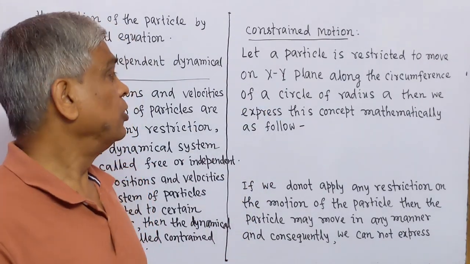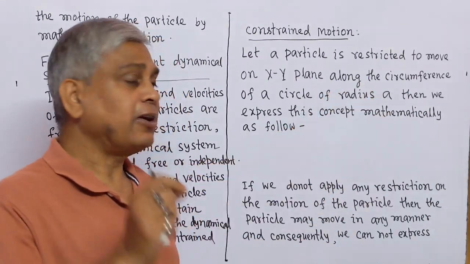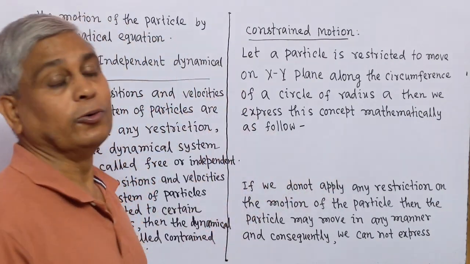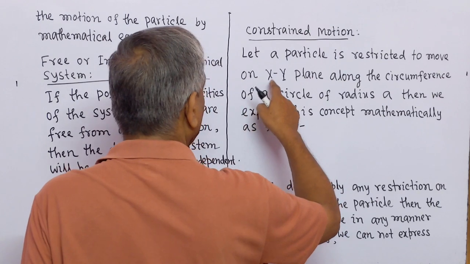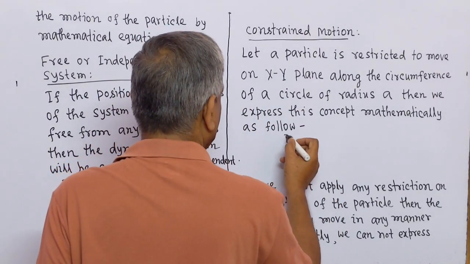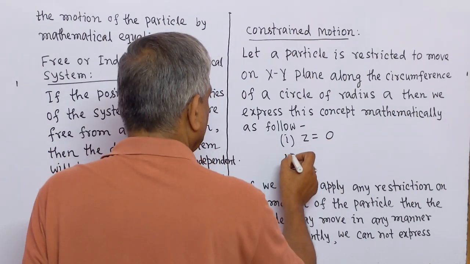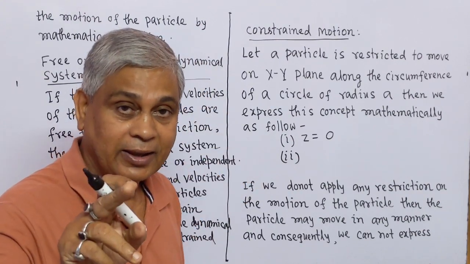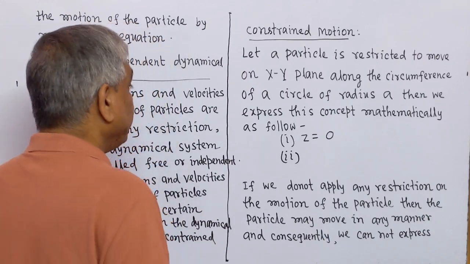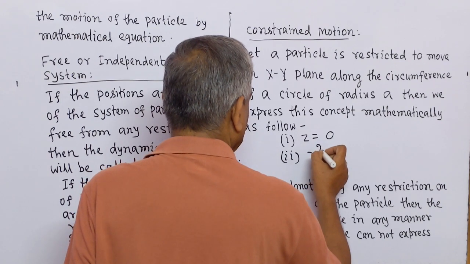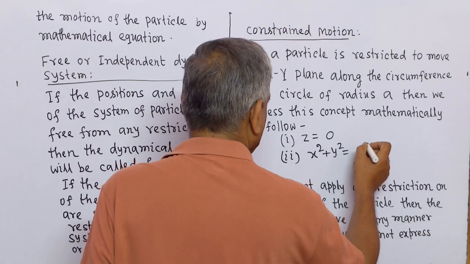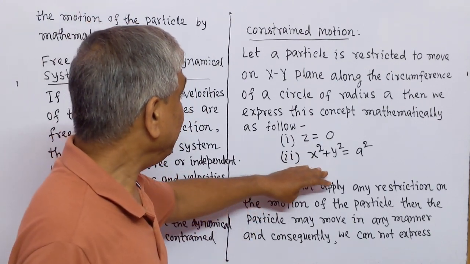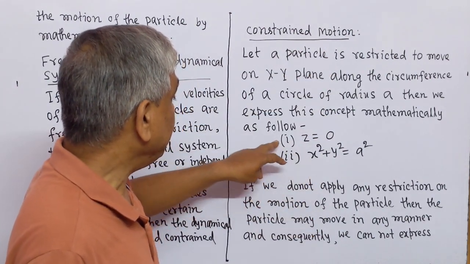Let a particle be restricted to move on the xy plane along the circumference of a circle of radius a. Then we express this concept mathematically as follows. Since the particle is restricted to move on the xy plane, z equals 0. Number 2, the particle will move along the circumference of a circle of radius a in the xy plane. Therefore, the equation will be the equation of the circle, x square plus y square equals a square. Here, the origin is the center of the circle. So, mathematically, this concept is expressed with the help of two equations.